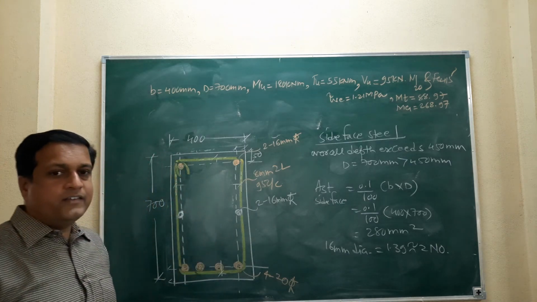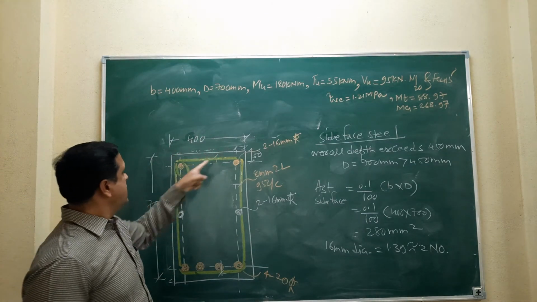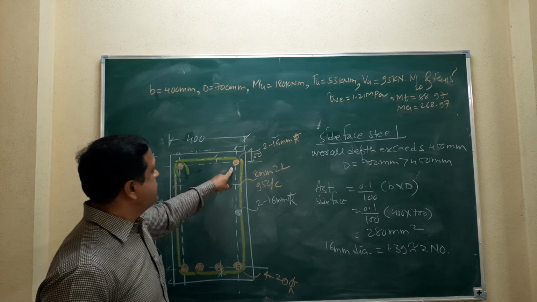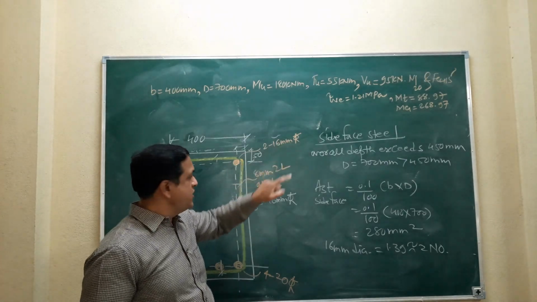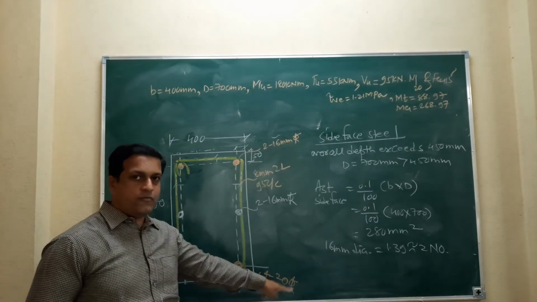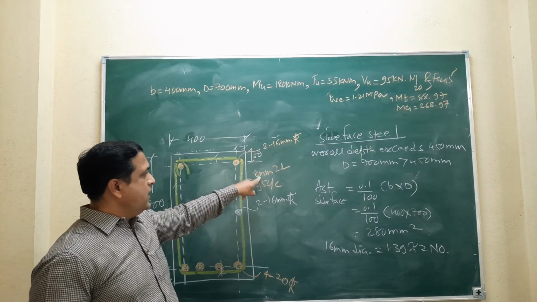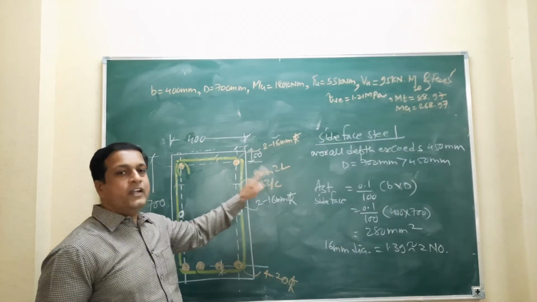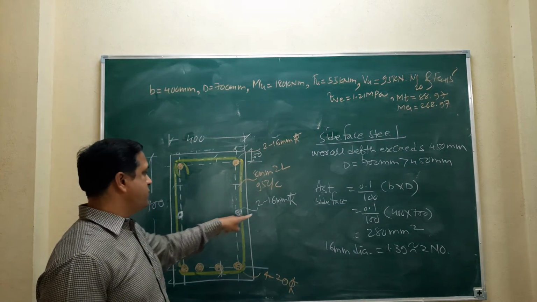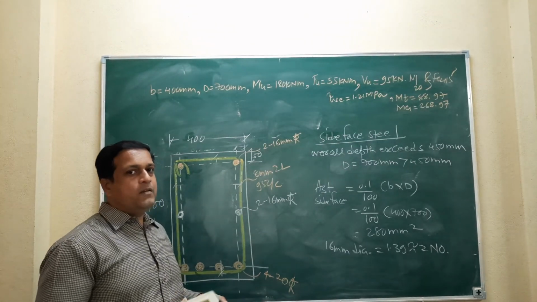So what is your final design? The width 400, depth 700, compression steel nominal 2 bars of 16 mm, tension steel 4 bars of 20 mm, stirrups 8 mm 2 leg 95 mm center to center, and side face reinforcement is 2 bars of 16 mm diameter.